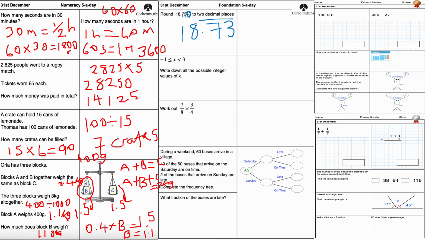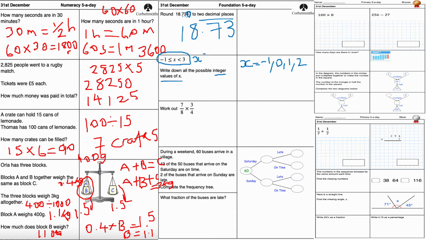Okay, next question. I've got this inequality here. Write down all the possible integer values of x. Well, integer means whole number, guys. So x is greater than or equal to -1 and less than 3. So x can equal -1 because of this little line below the inequality. x can equal 0, x can equal 1, and x can equal 2. x can't equal 3 because it's strictly less than 3.